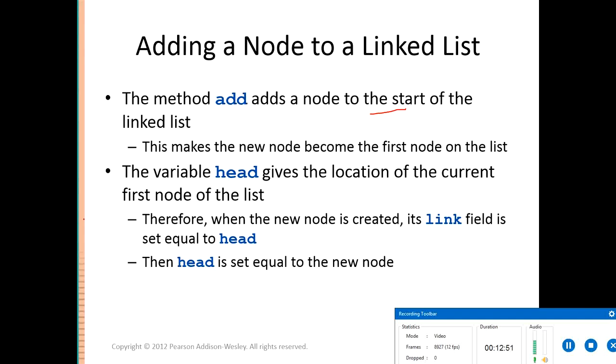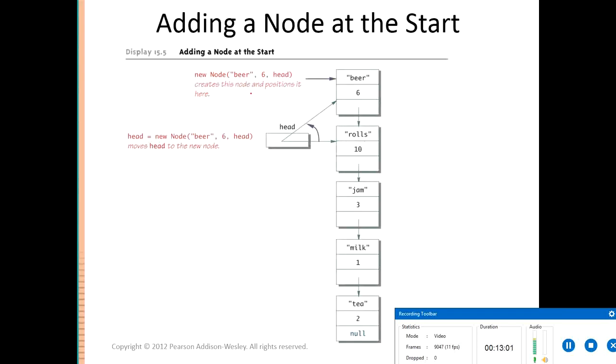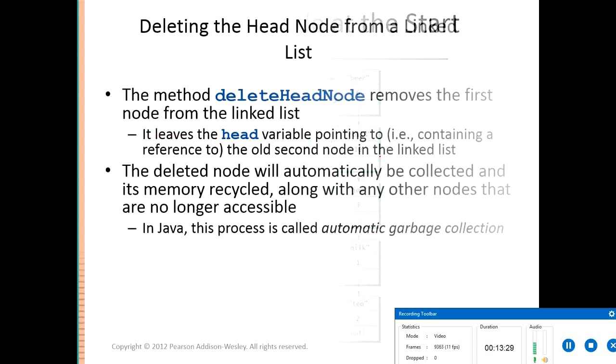These are two very important points. When a new node is created, its link field is set equal to head, and head is set equal to the new node. So for example, over here, initially we have this as the head node. Now if we want to add a node at the start, it creates this node and positions it here, and now the head which was pointing to this node will point to the first node over here, and it will create a link to the next node. So this is quite an important point.